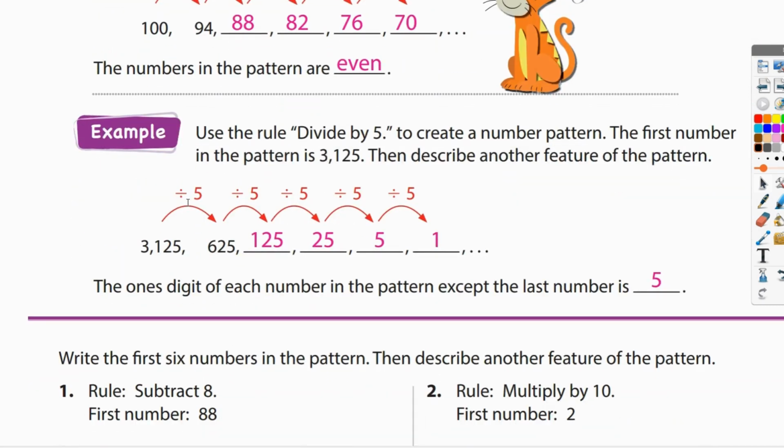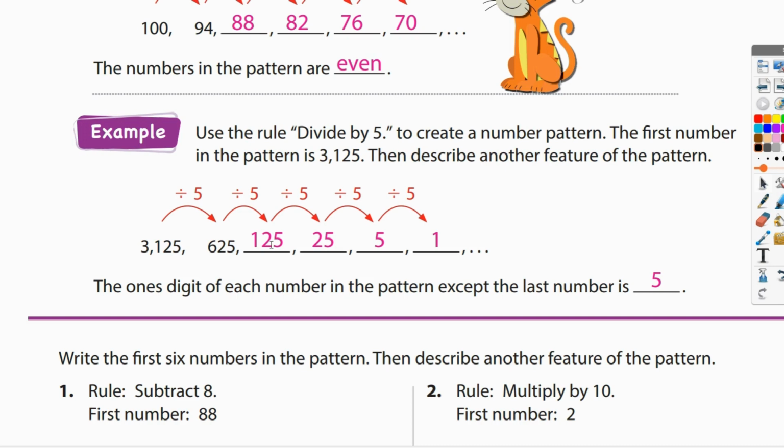Now, let's look at the second example. Use the rule divide by 5 to create a number pattern. The first number in the pattern is 3,125. Well, that's a big number. So, if you look at 3,125 and you divide that number by 5, you're probably going to have to use long division to get more comfortable, rather than just doing it in your head. That's going to lead you to 625. Okay, now, if I have 625 and I do my division by 5, that's leaving me with 125.